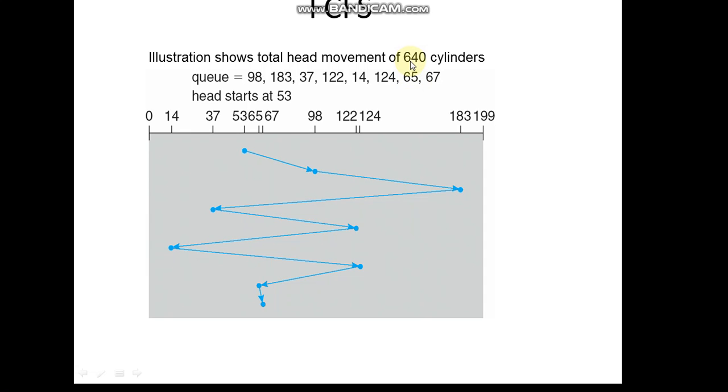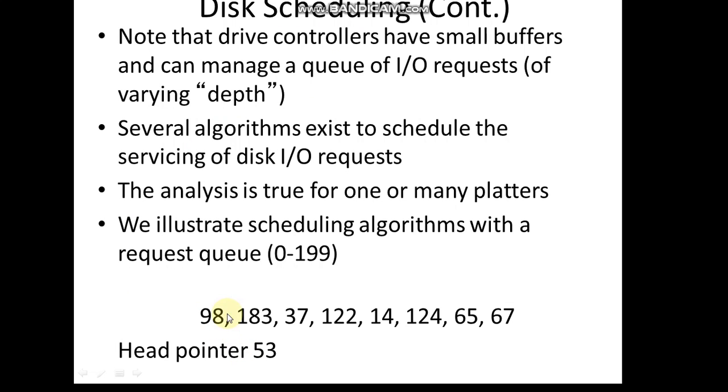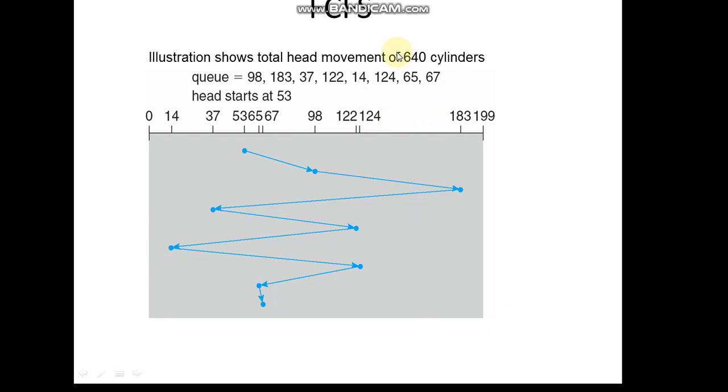In some of the problems, it is also asked to calculate the average head movement. You have calculated the total head movement, and the number of requests in the queue is: 1, 2, 3, 4, 5, 6, 7, 8. So the number of elements in the queue is 8. You divide the total head movement by 8. In this example, the average head movement is 640 divided by 8, that is 80 cylinders.